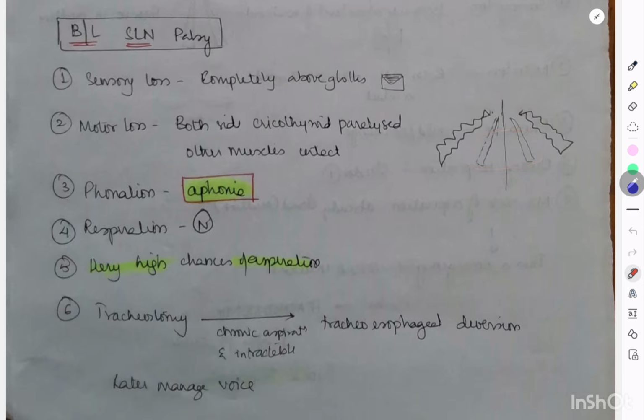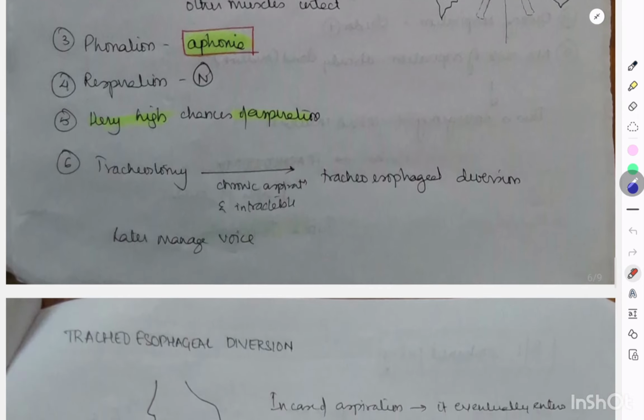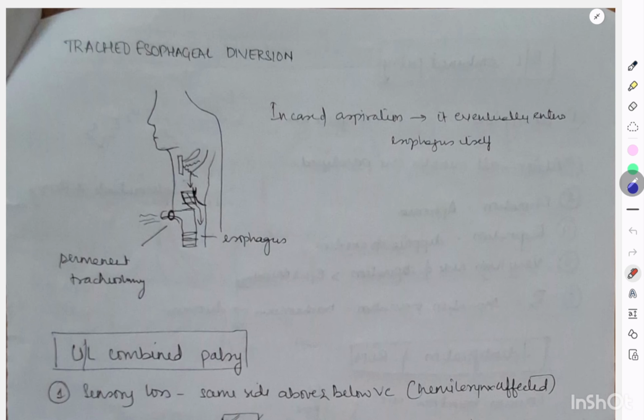This is an emergency condition. What do you have to do? We have to go for tracheostomy, because there are chances of more aspiration. You can as well do tracheoesophageal diversion, and after that we can manage the voice. So what is tracheoesophageal diversion?